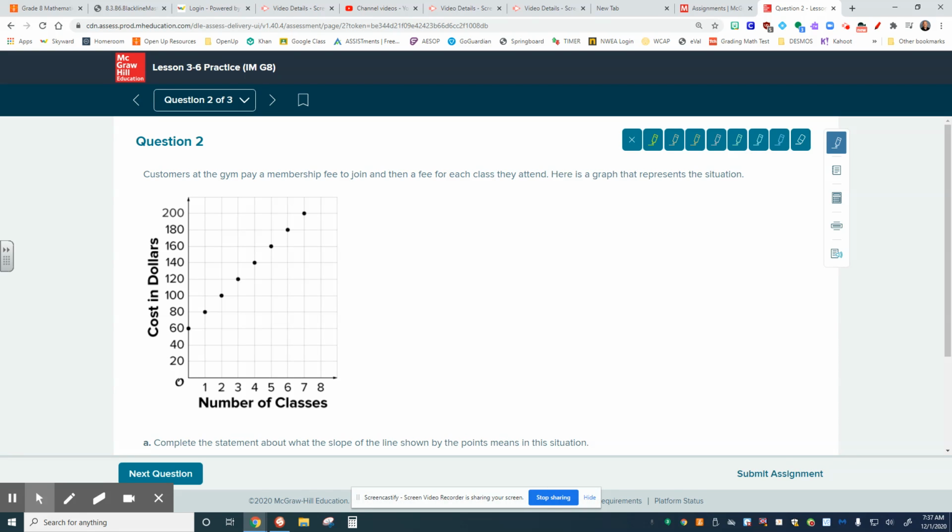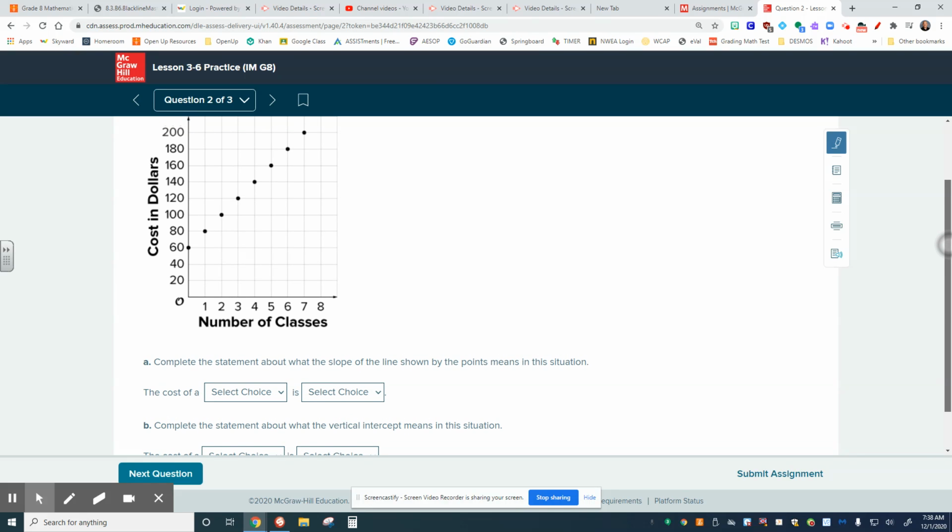Customers at the gym pay a membership fee to join and then a fee for each class they attend. Here is a graph that represents the situation. This is some important piece right here: they pay a membership fee to join. That means they have to pay just to get in. And then there's a separate fee for each of the classes that they attend. Well, here's some things that I know about the gym and about the information that's being given right here.